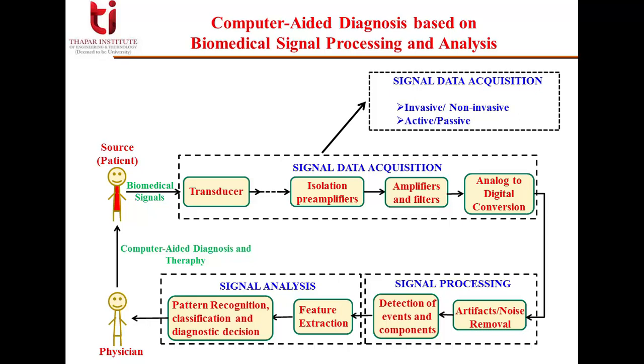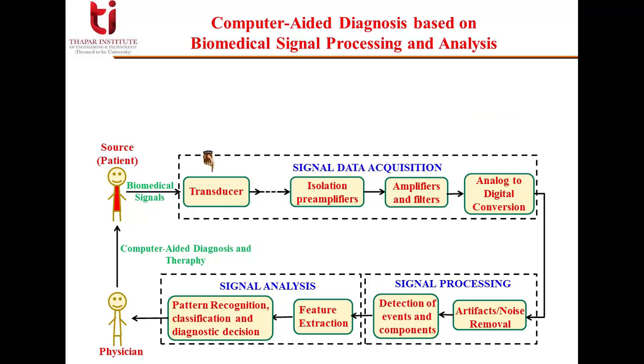Now, the first component that is used in acquiring data is the transducer. It is an instrument which changes one form of energy to another. Here we are mainly interested in the transducers which give us an electrical signal as output.